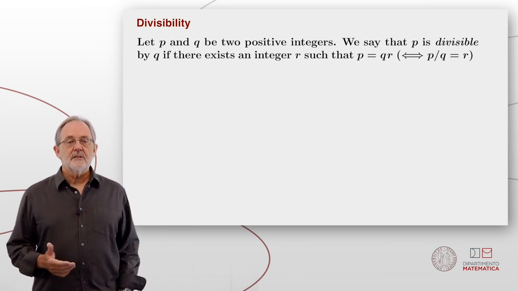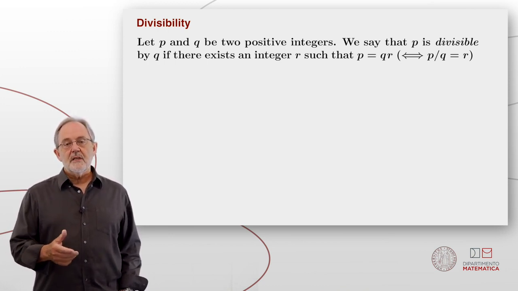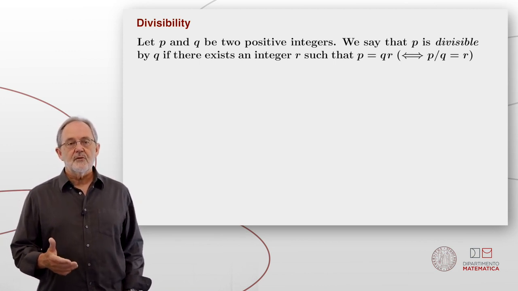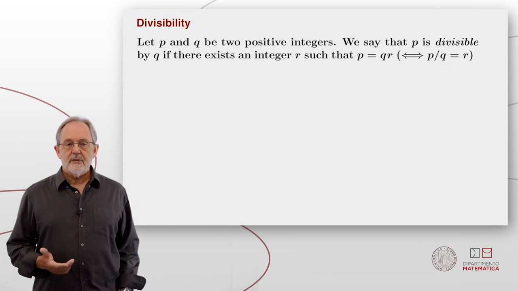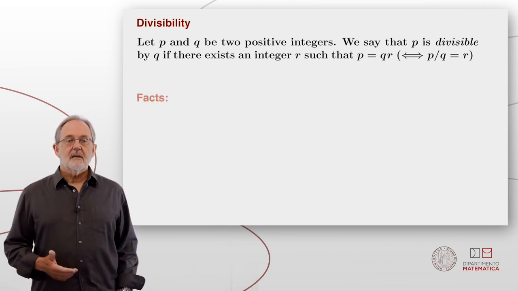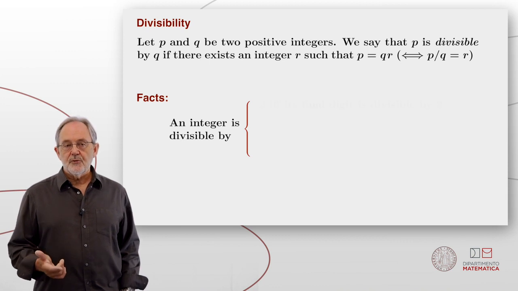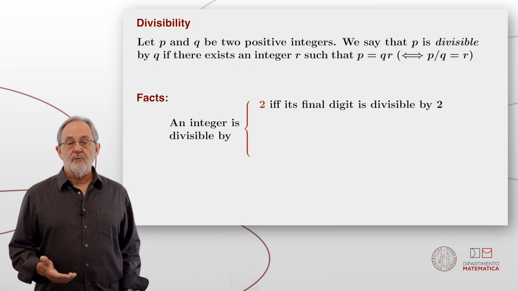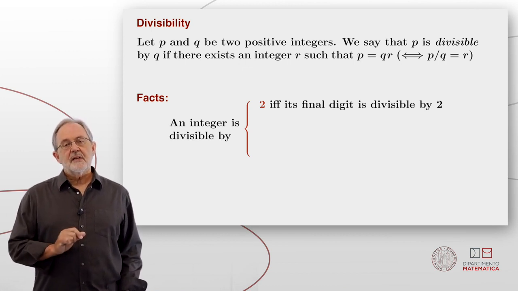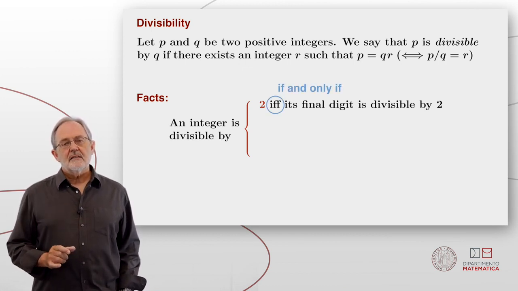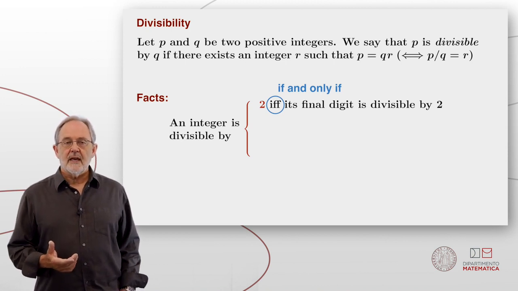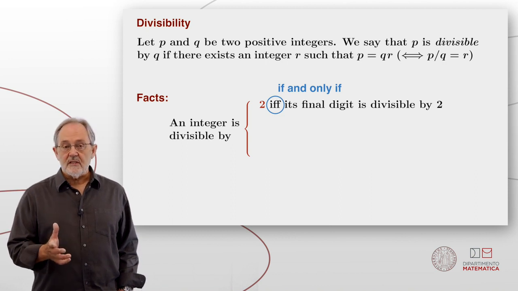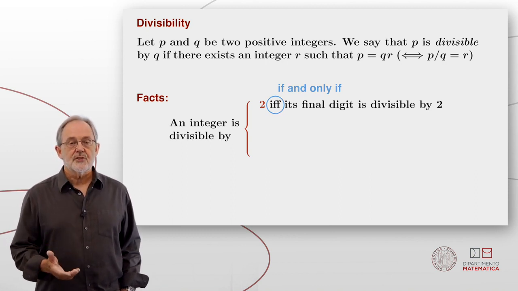If you have two positive integers, p and q, we say that p is divisible by q if it's possible to write p as the product of q with another integer. Here are some facts about divisibility. An integer is divisible by 2, that is an even number, if and only if its final digit is divisible by 2. Do you notice the funny word there, IFF? That's a standard mathematical shorthand for the phrase if and only if. It gives you the equivalence, complete equivalence of two assertions.